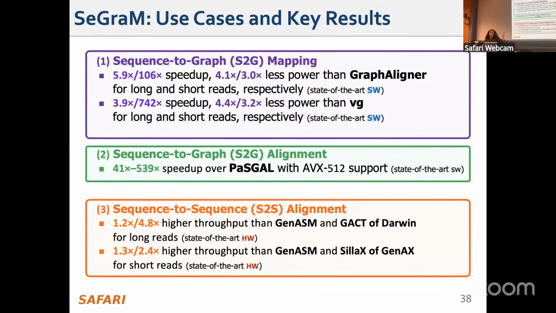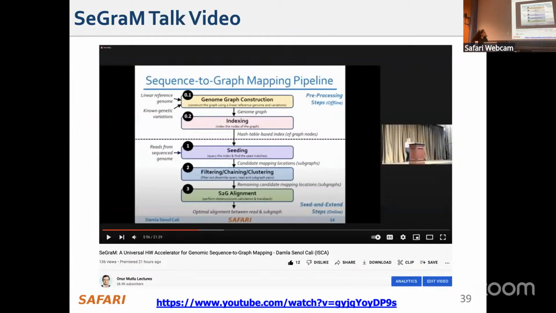Again, there is a summary of results that got enabled by SegRAM, this work on sequence-to-graph mapping. It's actually a universal framework, so it also supports sequence-to-sequence mapping. But you can see, again, very large benefits provided by that. And for more details, you can, again, go through YouTube.